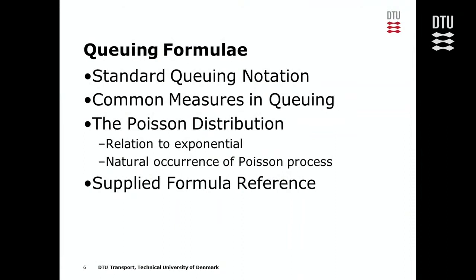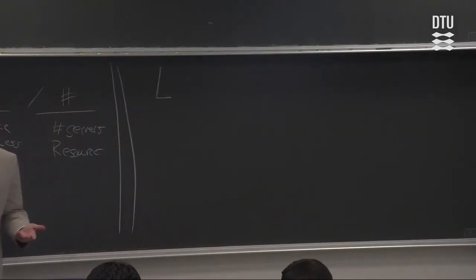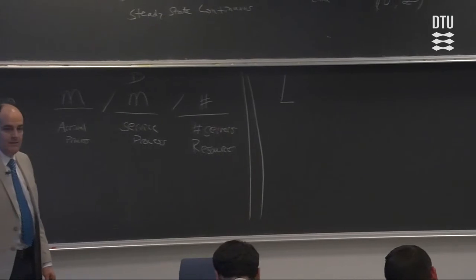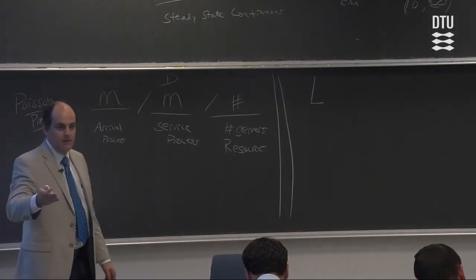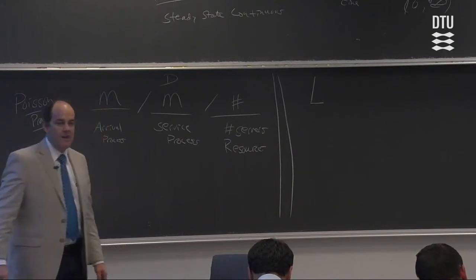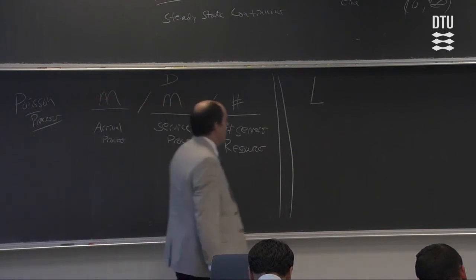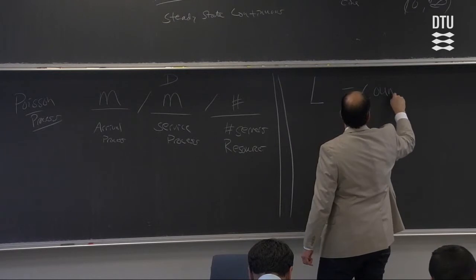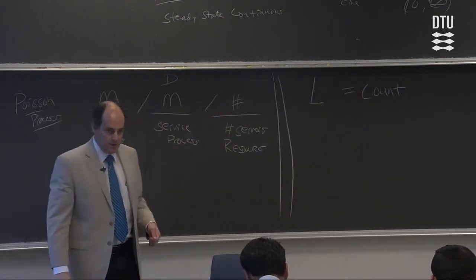Start off with the letter L. You'll see some things on your formula sheet with the letter L. What does the letter L stand for? Length. Length of what? Length of the queue, right? So this is a count. This is a count of items waiting in the queue.